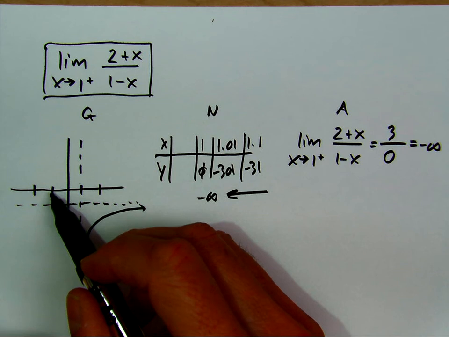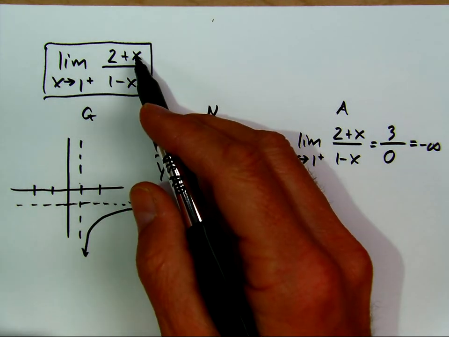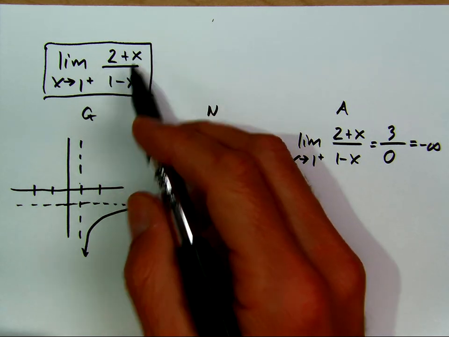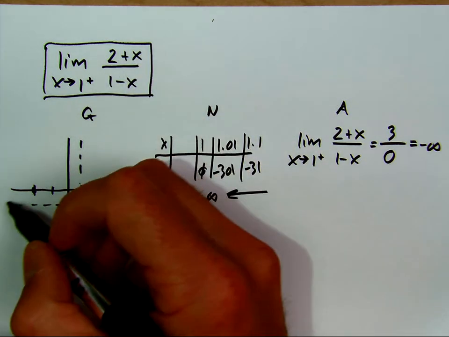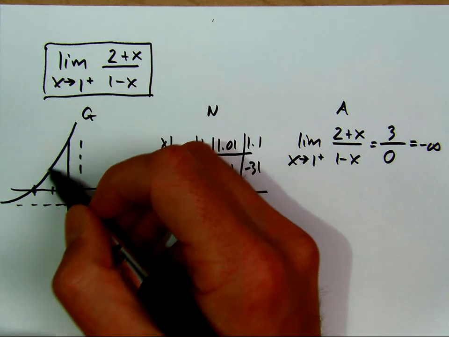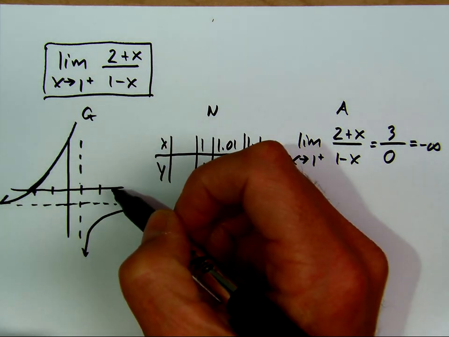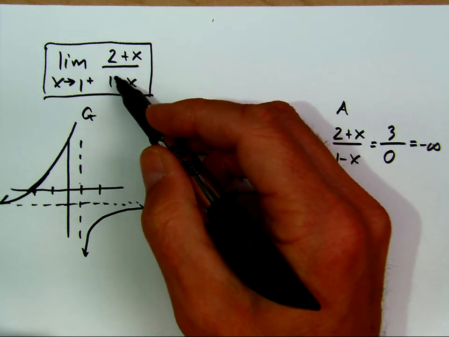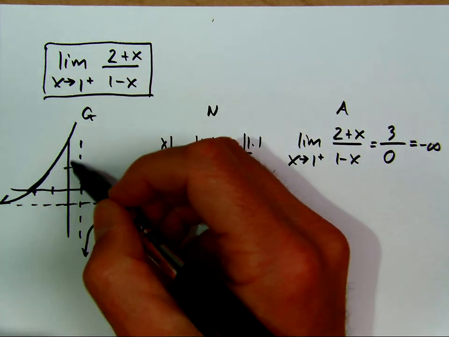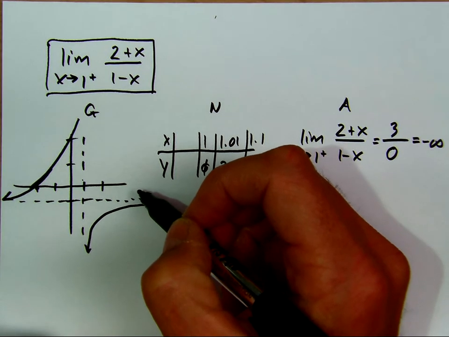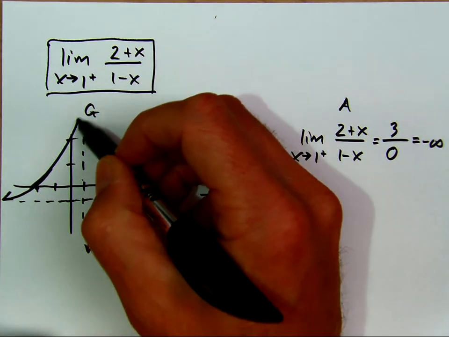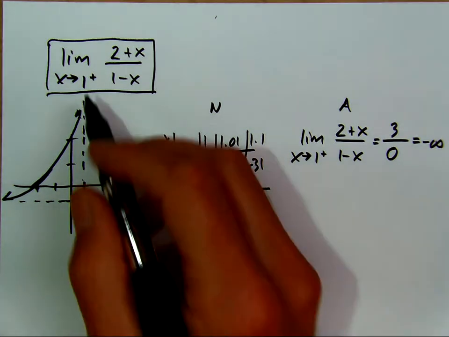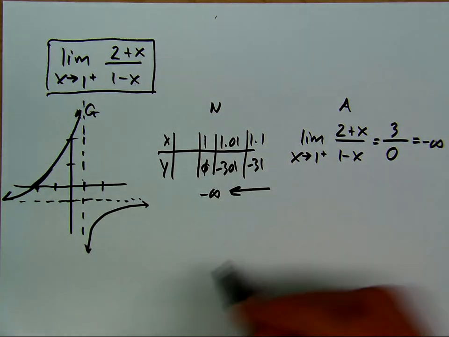We can also find the x-intercept if y equals 0. We want the numerator to be 0, so that's going to happen at negative 2. The y-intercept should be at positive 2, which I guess I could stretch the scale a little bit. The y-intercept is at positive 2, and the graph would look like that. We see from the right, the graph is going to negative infinity.